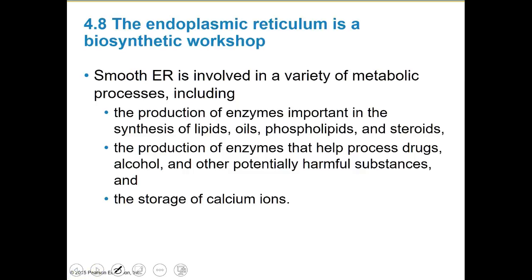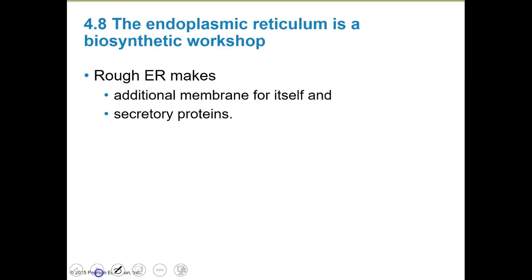All right, so the smooth endoplasmic reticulum, its basic purpose is for production of lipids, oils, phospholipids, and steroids. So I'm going to say that's the biggest function of the smooth endoplasmic reticulum. It can also be involved in the production of enzymes that help process drugs, alcohol, and other potentially harmful substances. It also can store calcium ions. It can do that, but the big thing is that it produces lipids, oils, phospholipids, and steroids. It's the maker of those things.